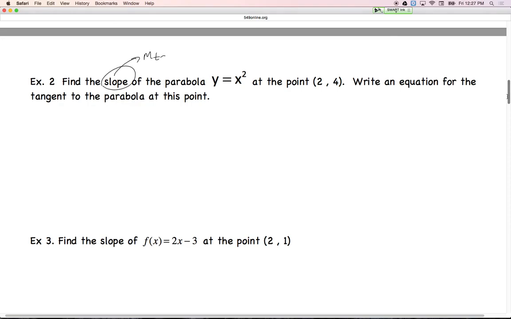So I want to find the slope of the tangent of the graph of the parabola y equals x squared at the point 2, 4. This is actually a 2-part question. And actually a 3rd question if you go down to write an equation for the tangent line. So let's just start with the first question. Find the slope of the parabola y equals x squared at the point 2, 4. Let's just visualize what we're after here. All I gotta do is quick.